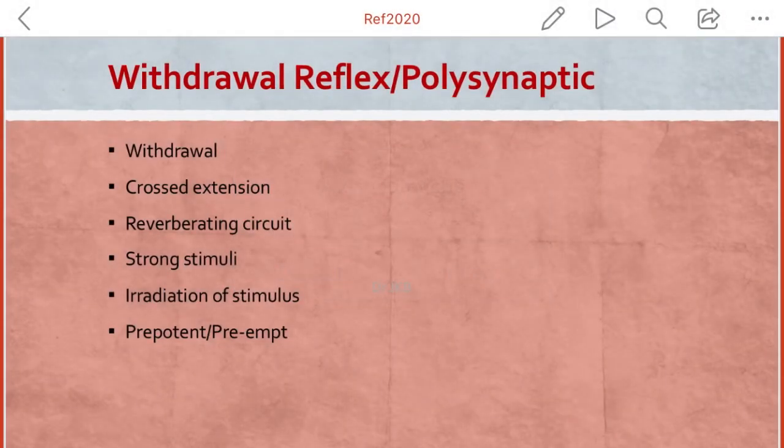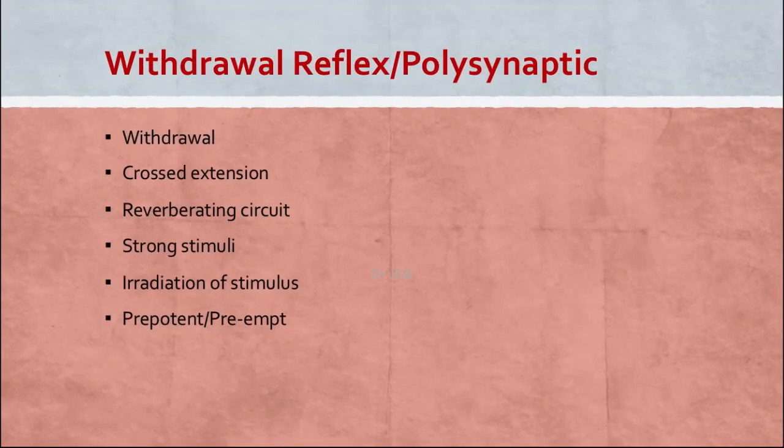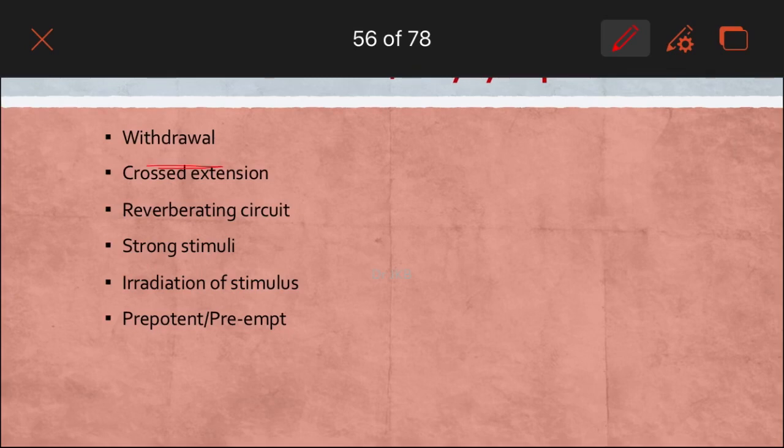So that when you have raised one leg, the other leg extends and it will support the body. Like if one limb is raised off the ground, the other limb will support the body. So that is the crossed extensor reflex. So this is the severity or grading of the withdrawal reflex. There is withdrawal happening over here. Crossed extensor is happening. The stimulus should be strong to generate the crossed extension, and irradiation of the stimulus happens.